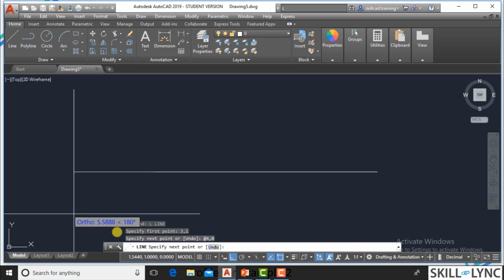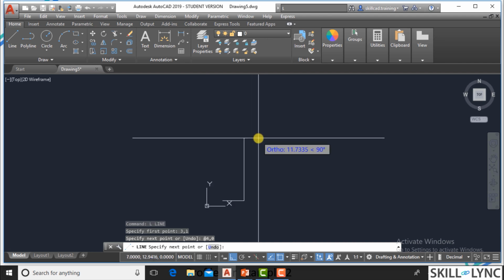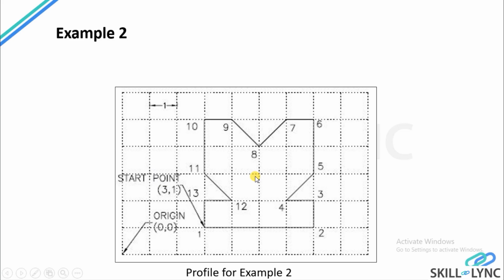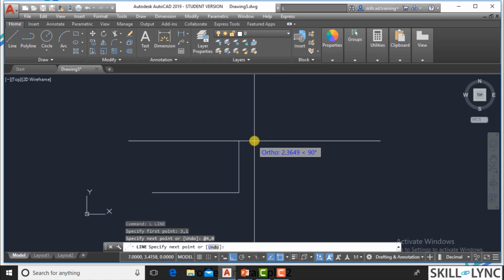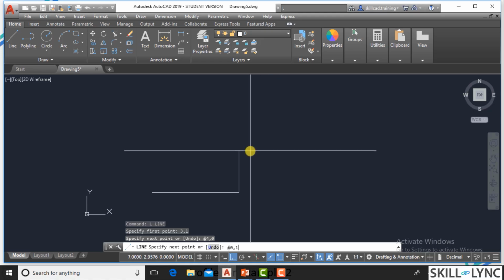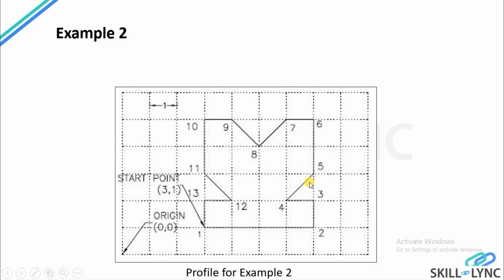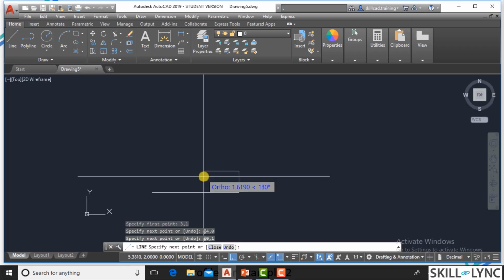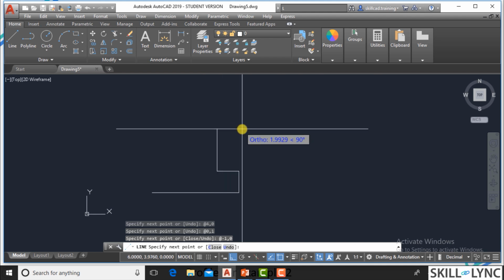Here you go. Now just adjust it, and you're going in the y direction 1 unit positive. So you say @0,1. Here you are, and then here you are going 1 unit negative in the x direction and 0 in y. So delta x is minus 1. So @-1,0. Here you are, and then you are here.